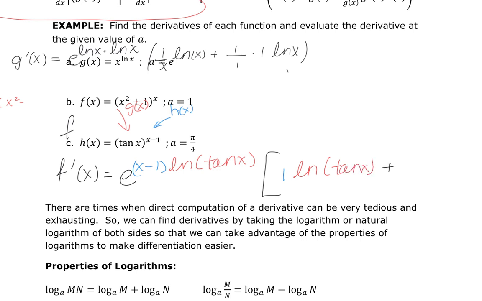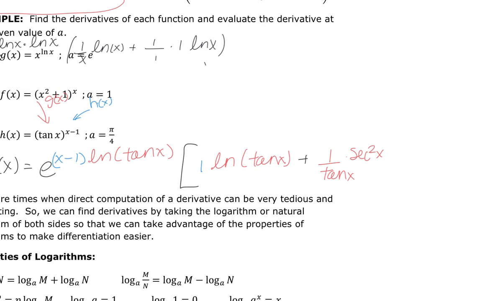plus the derivative of, so it's 1 over the tangent, so I have 1 over the tangent of x. I should do that in red. Let me put that back in red. 1 over the tangent of x. The derivative of the tangent is the secant squared of x, multiplied by x minus 1, which is my h of x.